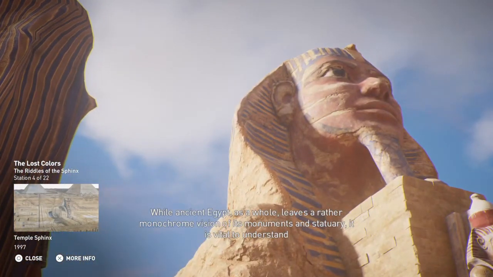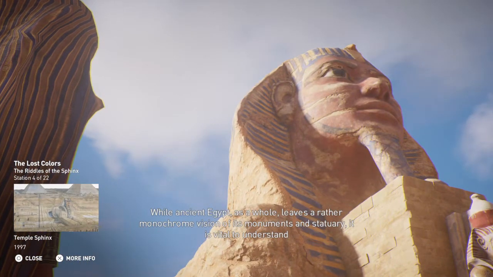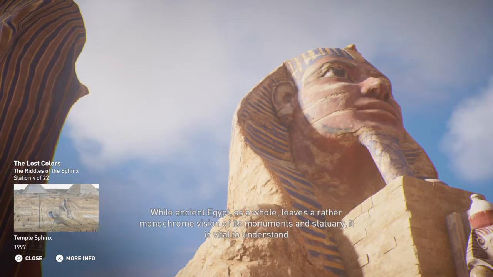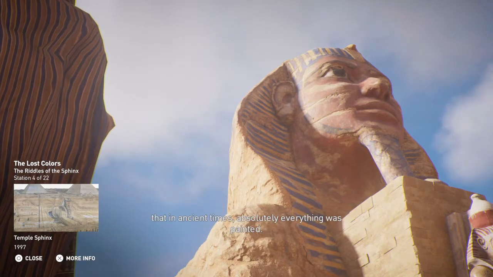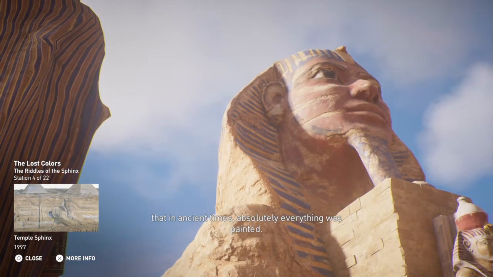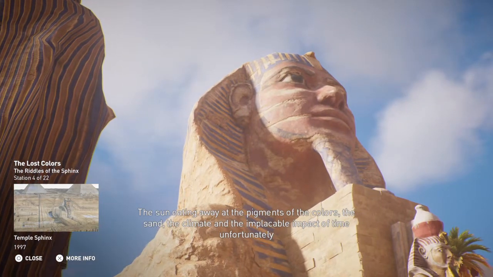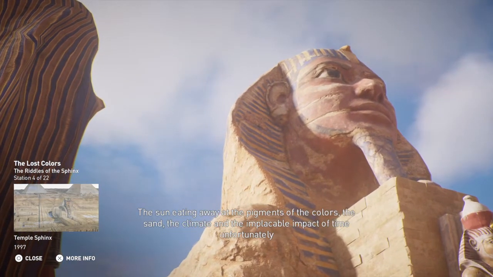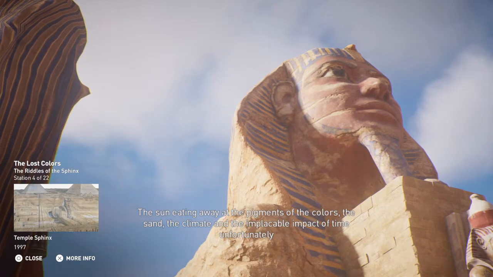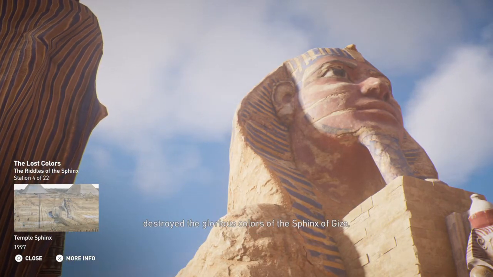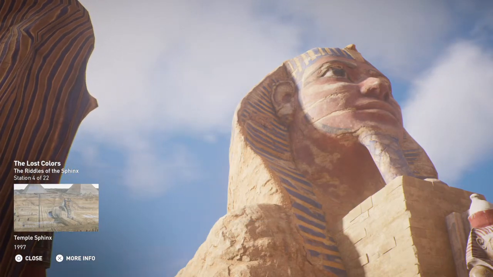While ancient Egypt as a whole leaves a rather monochrome vision of its monuments and statuary, it is vital to understand that in ancient times, absolutely everything was painted. The sun, eating away at the pigments of the colors, the sand, the climate, and the implacable impact of time, unfortunately destroyed the glorious colors of the Sphinx of Giza.